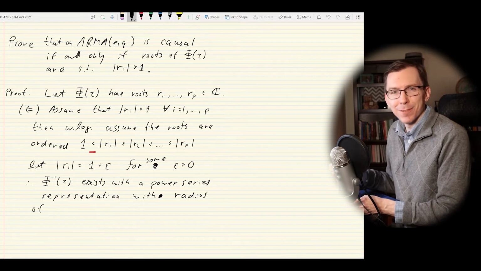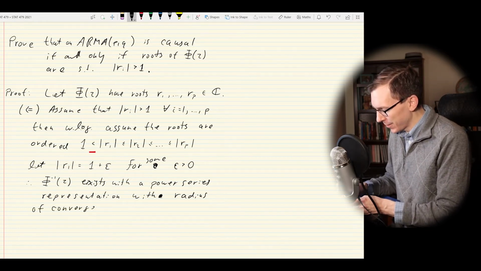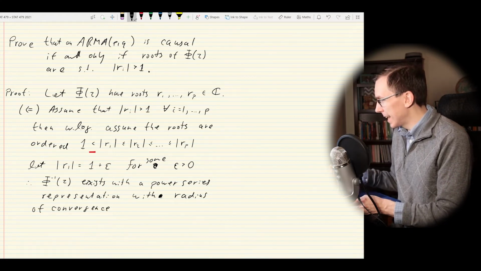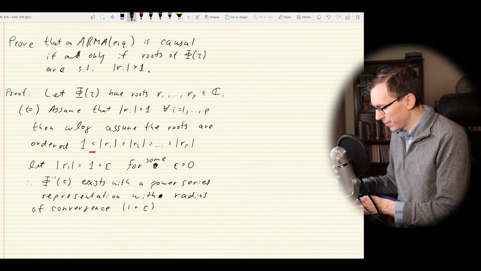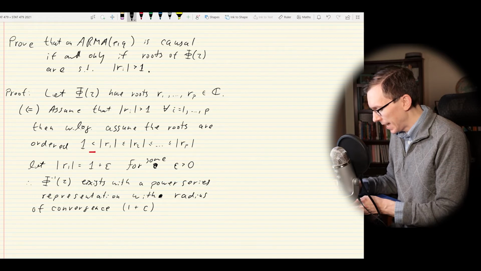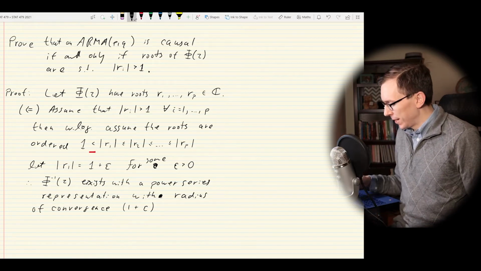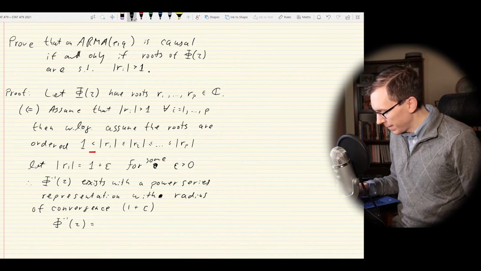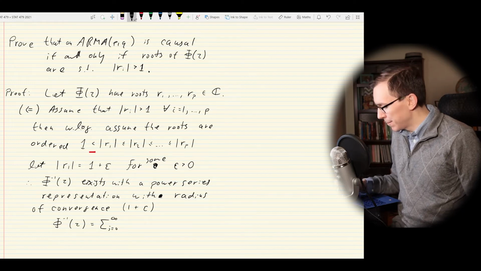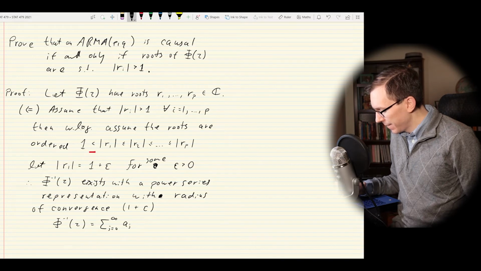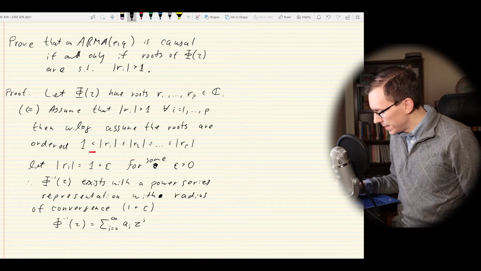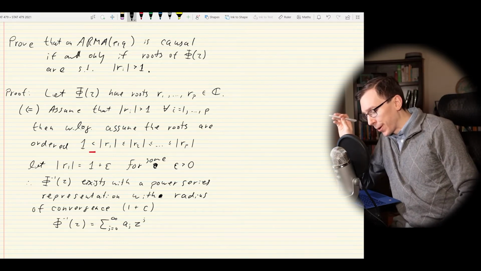It's all about the radius of convergence here, right? With radius of convergence, I guess less than, or radius of convergence of 1 plus epsilon, which means that, well, I can write it out here. The inverse, phi inverse of z, can be written as an infinite sum. I'm going to use the coefficient aj, j from 0 to infinity, z to the jth power.